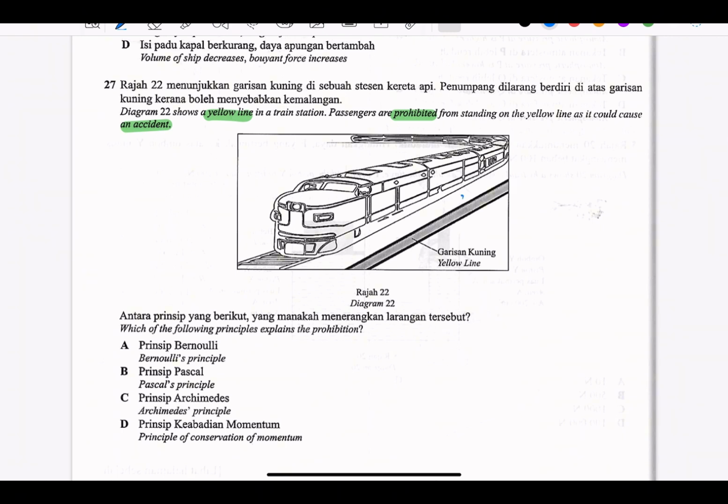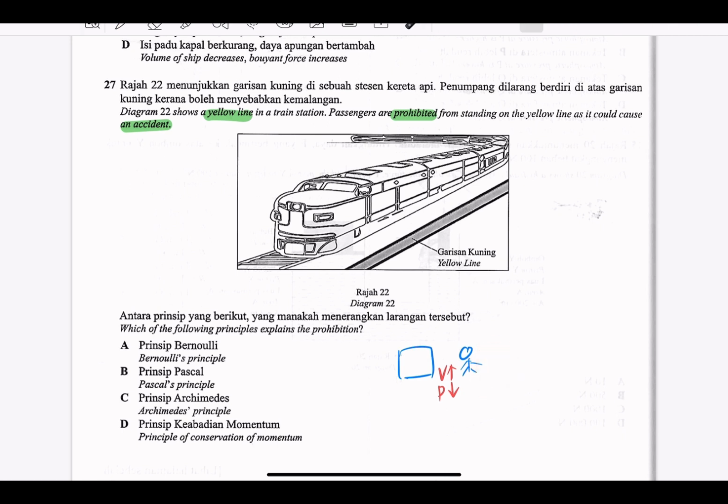Okay, let's say there's a passenger over here. When the train is coming, moving at high velocity, the air in between the passenger and the train will be moving at high velocity also. Velocity increase. I draw over here. Okay, this is a train and this is a passenger. So this train move at high velocity. So the air in between them move at high velocity also. Velocity increase, the pressure decrease, according to the Bernoulli principle.